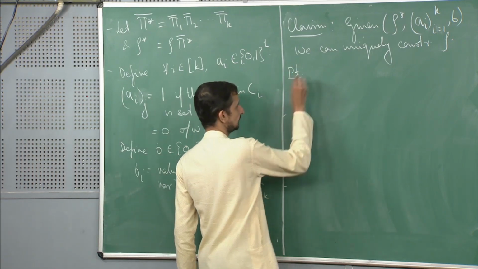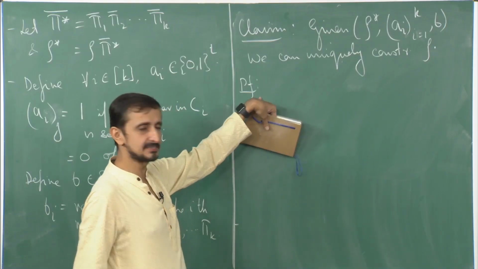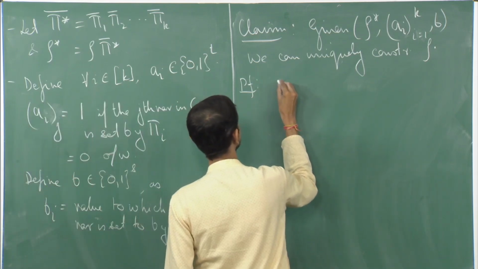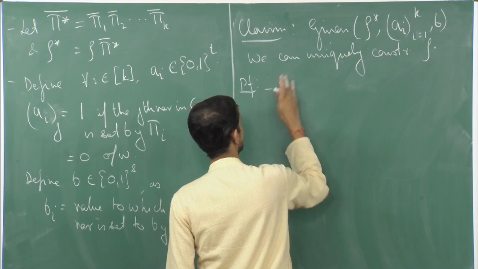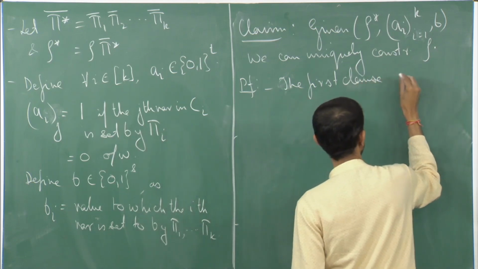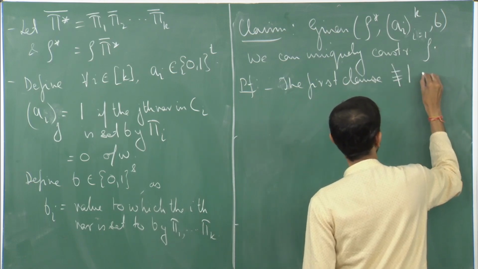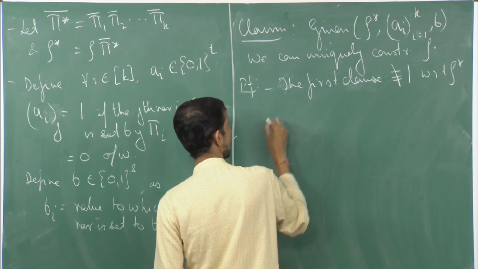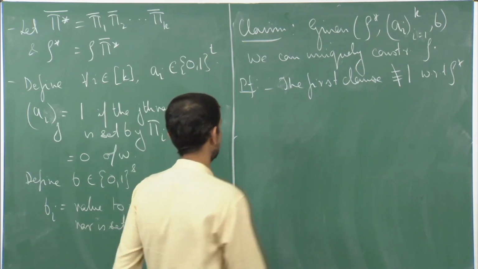So this proof is actually easy. It follows by our construction. So once again, first we'll get C1. What is C1? Okay. So C1 is the first clause not identically one with respect to rho star, or let me use the notation actually instead of writing this manner.